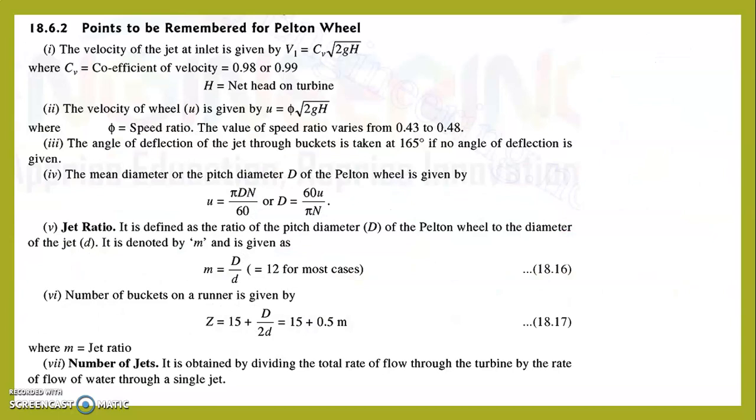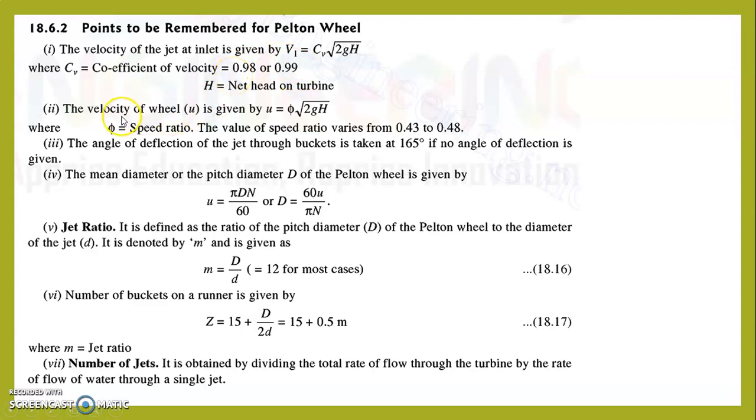Okay. And before going to the problems in Pelton wheel, we have to understand some terms. First one is the value Cv. Normally, the velocity of water coming out through a jet is given by root 2 gh. It should be multiplied by a constant called the Cv. The value of Cv will vary from 0.98 to 0.99. If it is not given in the question, we have to assume this value.